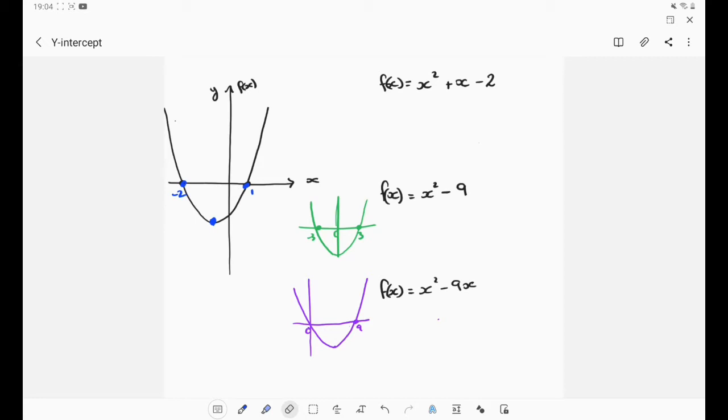If you are only asked for the y-intercept, only calculate the y-intercept. If you're only asked for the axis of symmetry, there's no point you finding the turning point as well, okay?